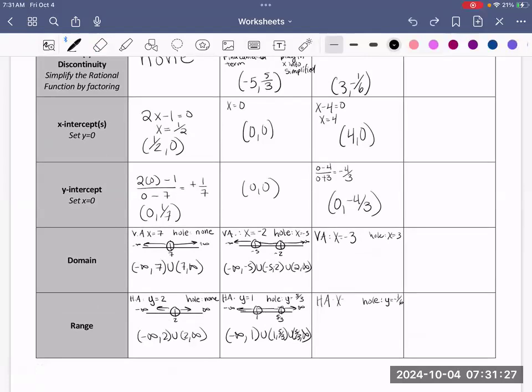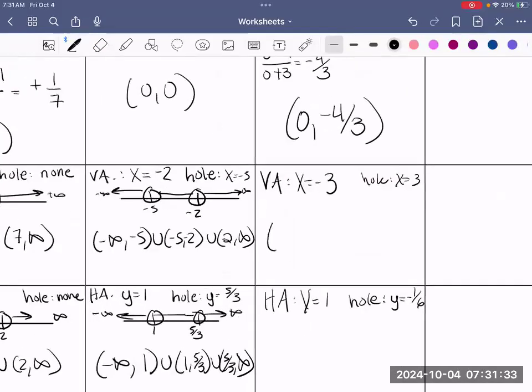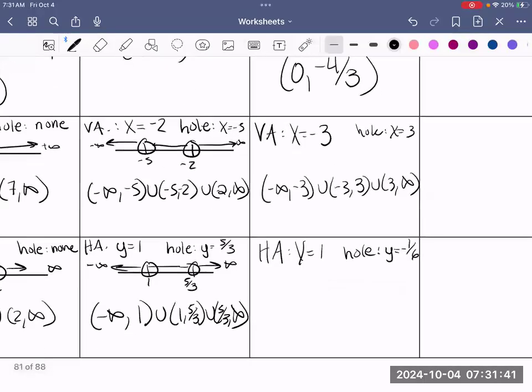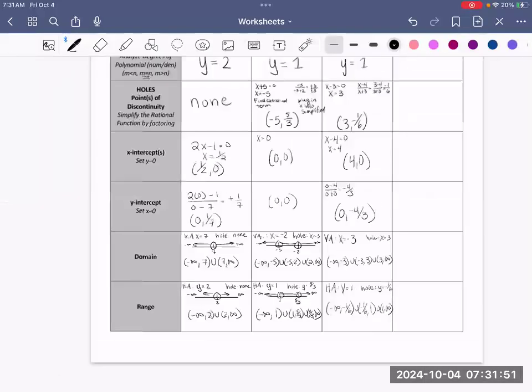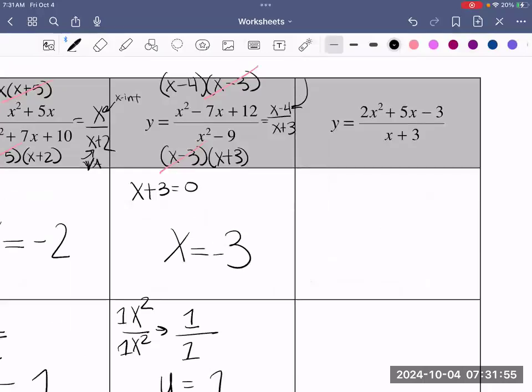Oh, that's y is equal to 1. So from negative infinity to negative 3, union negative 3 to 3, union 3 to infinity. And again, negative infinity to negative 1/6, union negative 1/6 to 1, and 1 to infinity. And repeating it one more time.